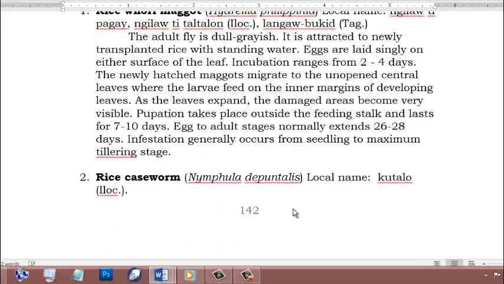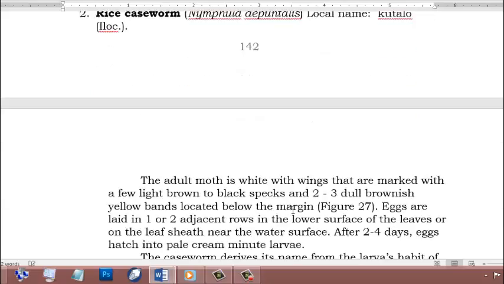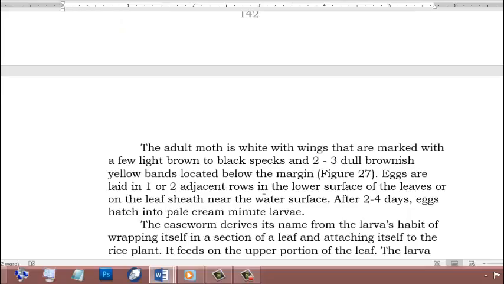Next, we have the rice caseworm, local name kutalo. The adult moth is white with wings that are marked with a few light brown to black specks, and 2 to 3 dull brownish yellow bands located below the margin. Now, you can see figure 27.